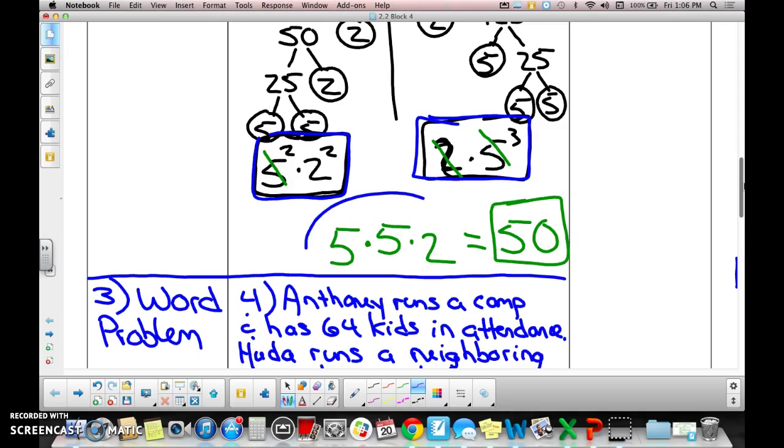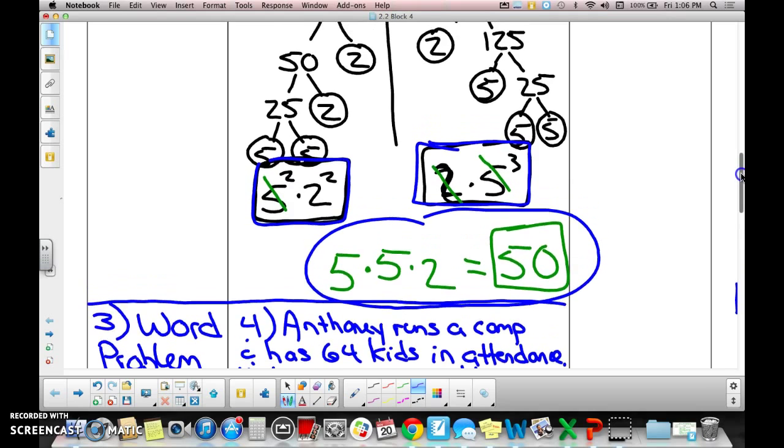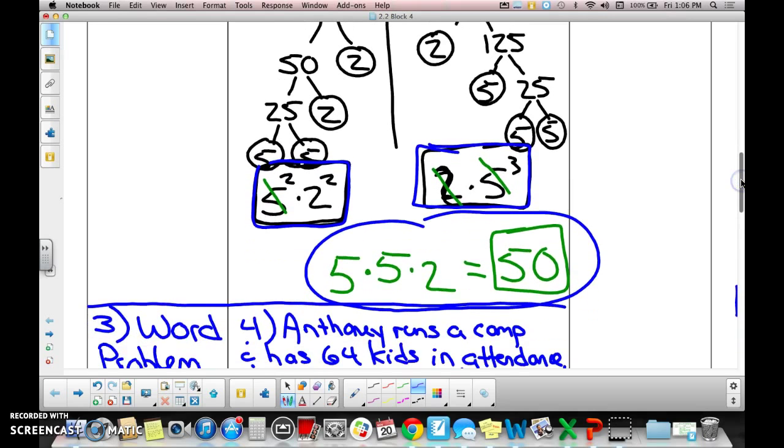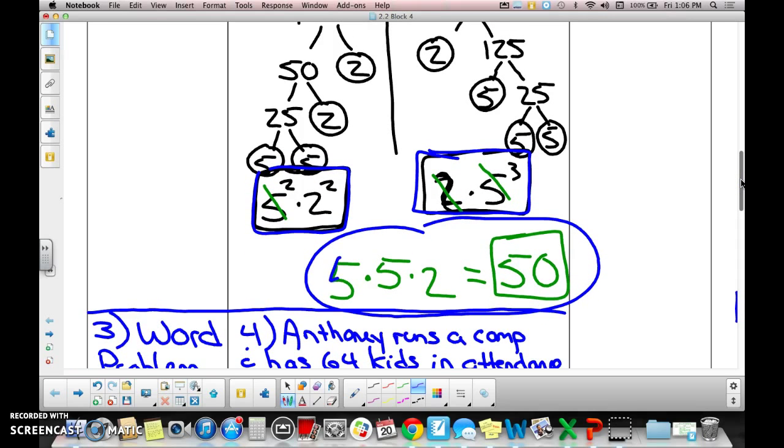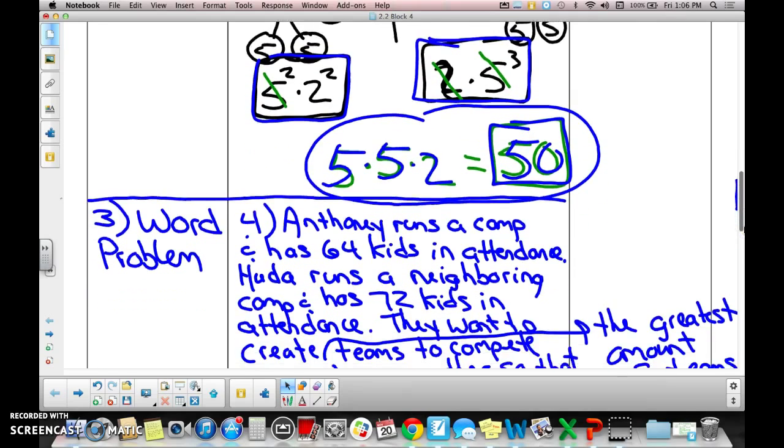So our common prime factors for the numbers we're working with here, which were 100 and 250, we found that they had a 5, a second 5, and a 2 in common. When you multiply those together, we found the GCF being 50. Yes or no?